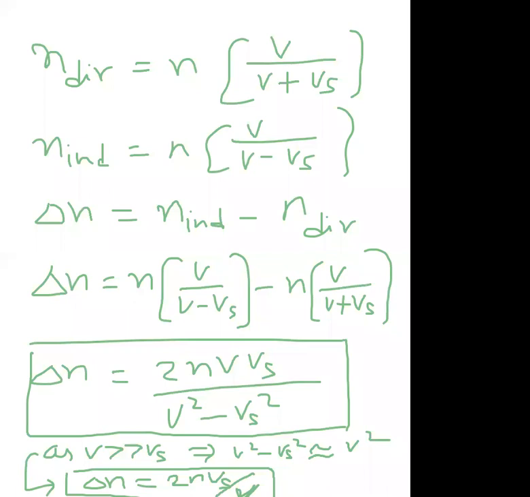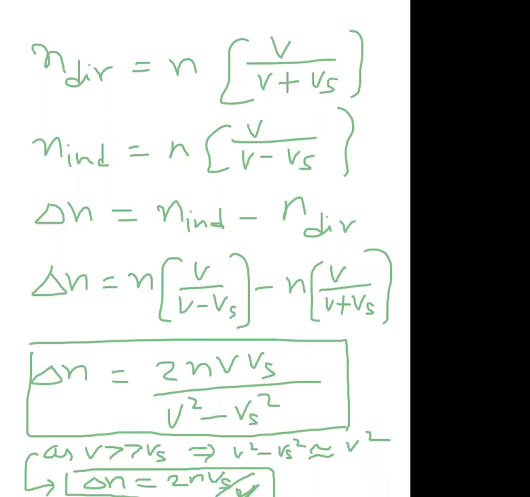Beat frequency. Some information: somebody is chatting with me. They are telling me delta n is always n direct minus n indirect. Delta n is always indirect minus direct, because it is always the difference in frequency, high frequency minus low frequency. So high frequency is indirect and low frequency is direct. So delta n is 2n Vs by V. So that is the formula we have.